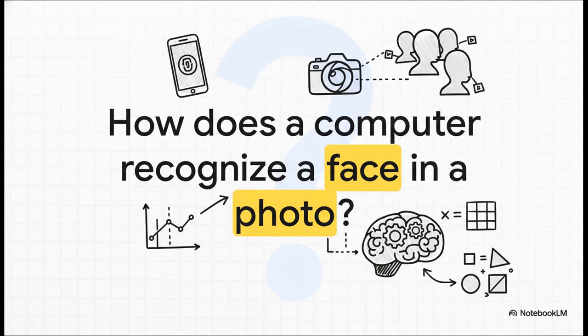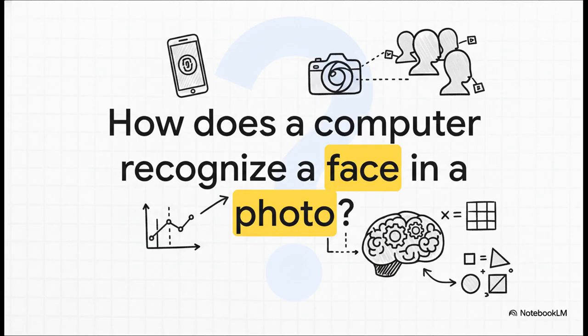It happens all the time, right? Your phone unlocks just by looking at it. Your photo app knows exactly who's in the picture and tags your friends automatically. But have you ever stopped to think about how that actually works? How does a computer, just a bunch of code, see a face?